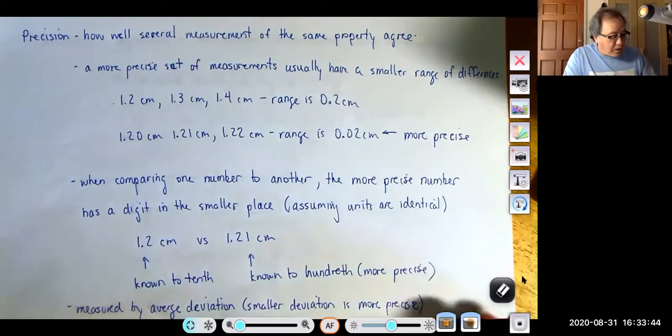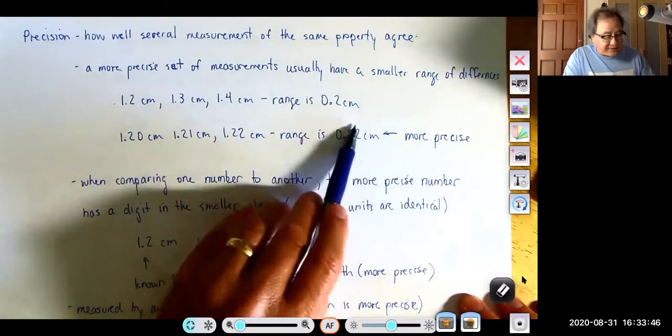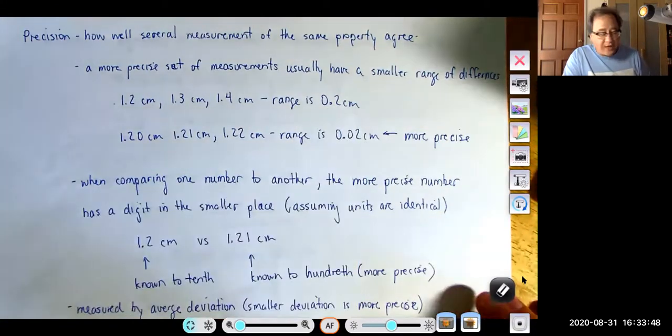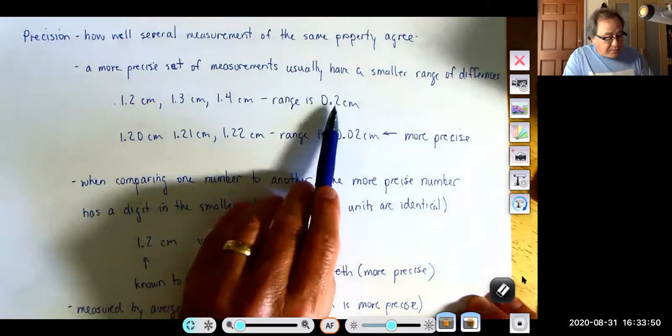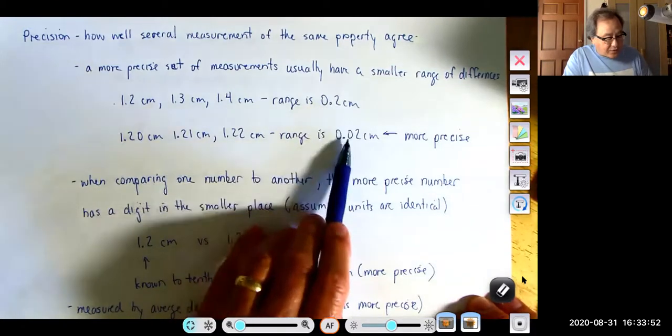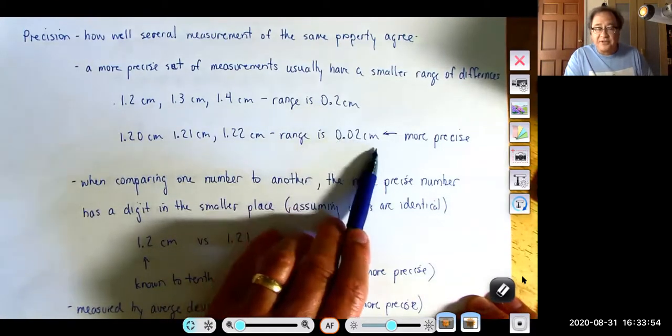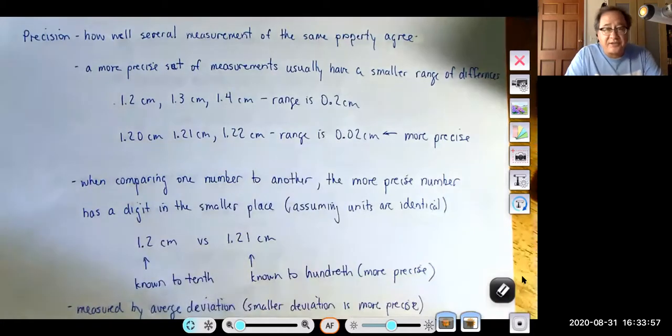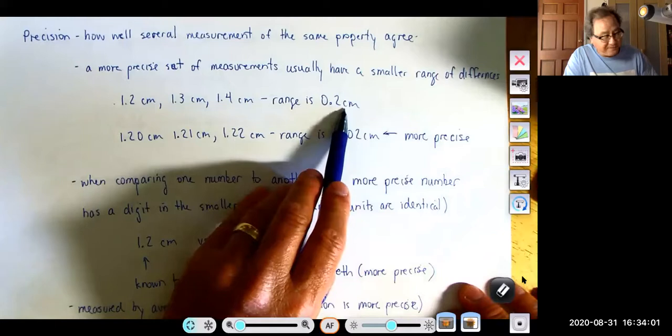Now, we are comparing apples to apples because this is centimeters and this is centimeters. If this were 0.2 millimeters and this were 0.02 centimeters, it would turn out that they would have the same precision. Again, if this were 0.2 millimeters, but it's not.